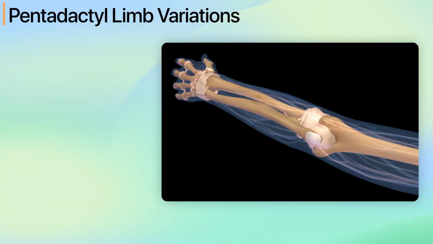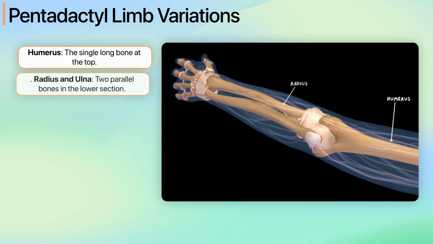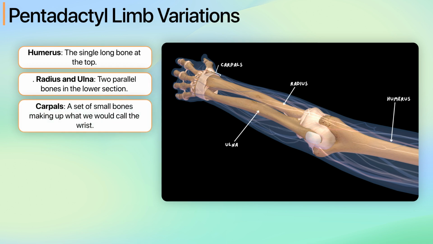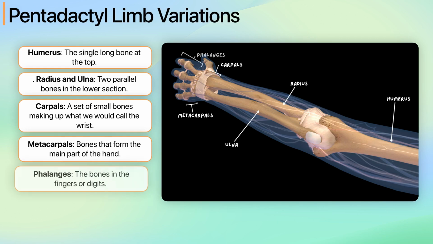So, what do these limbs have in common? Let's break down their bone structure. The humerus is the single long bone at the top. The radius and ulna are 2 parallel bones in the lower section. The carpals is a set of small bones making up what we would call the wrist. The metacarpals are bones that form the main part of the hand. The phalanges are the bones in the fingers, or digits. Whether you're looking at a bat's wing, a whale's flipper, or a human hand, this basic structure is always present, though the size and shape of the individual bones might vary significantly to suit different functions.